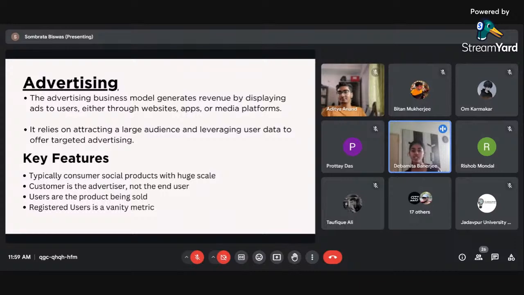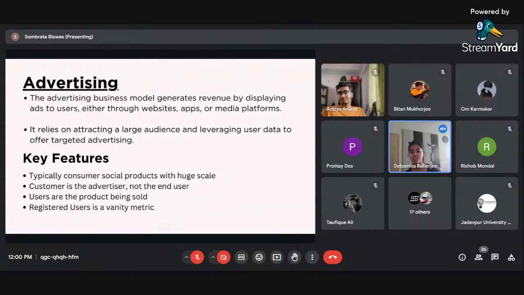It relies on attracting a large audience and leveraging user data to offer targeted advertising. Again, acquire a large audience, then sell at a higher price. Key features: typically consumer social products with huge scale. We just discussed more social media. Anything with a social nature, because that's where the most people have their eyeballs, right? Or sometimes their ears. But yeah, anything that's very social based works well. Although products like Spotify are not technically social based, you have a lot of people's attention. So better than saying consumer social products, if you were a non-fancy and basic person, you would just say anything that can really hold a person's attention for a longer span of time.